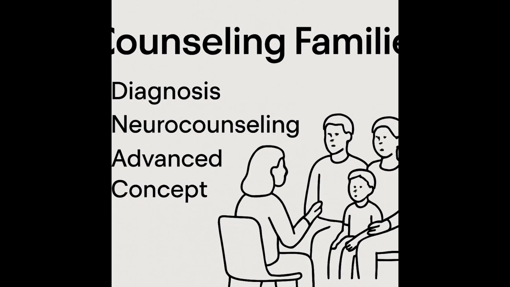3. Projection. This is a defense mechanism where we attribute our feelings or thoughts about one person onto another person. For example, if you feel insecure, you might project that insecurity onto a friend, thinking they are judging you when they are not.